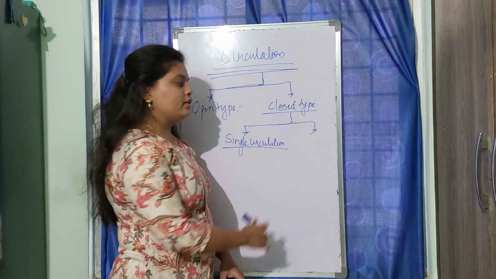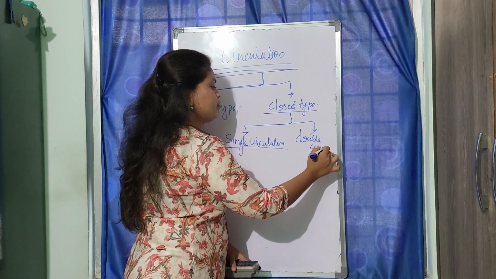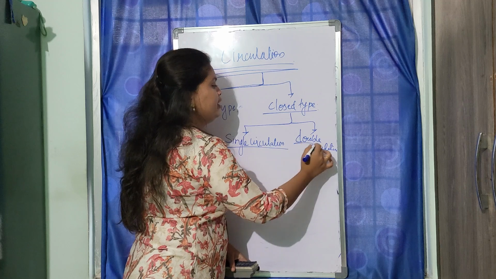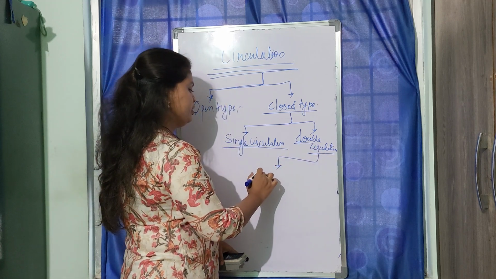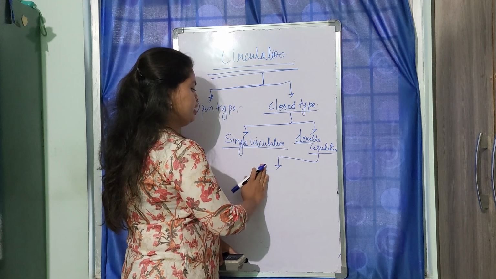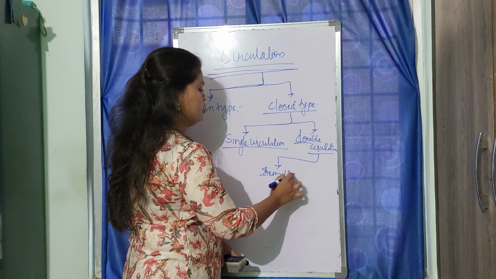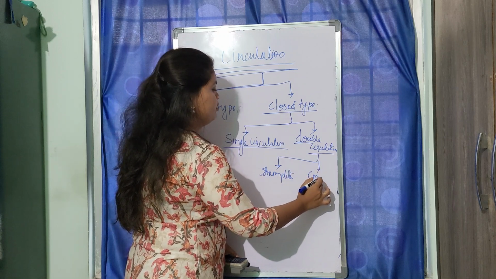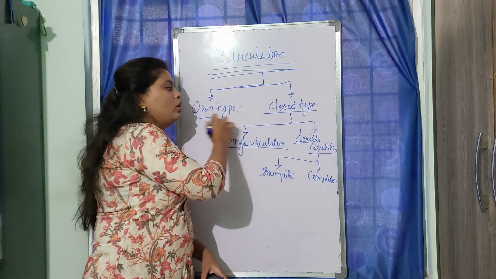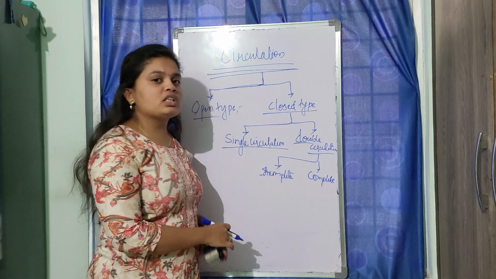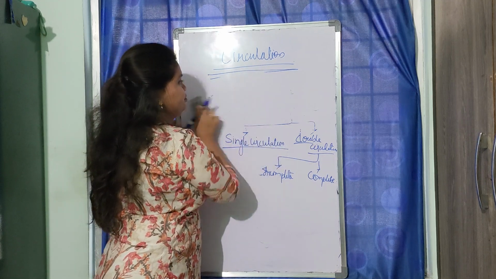next double circulation. In double circulation again we have types which are complete, incomplete and complete type of double circulation. We are going to study about all these types of circulations in detail. So let us begin with open type of circulation.